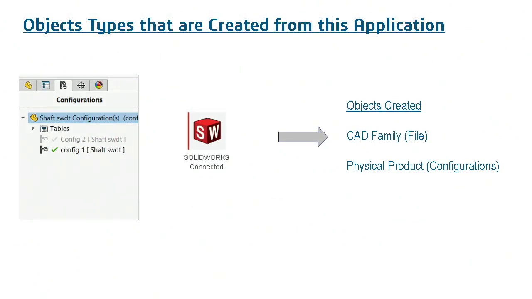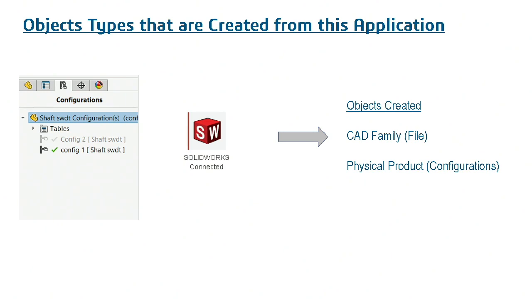So SolidWorks Connected is a little different. It has an added object called the CAD family, which is essentially the file. And the physical products are essentially the configurations. So you have the file that's kind of like the container, and all of the configurations are physical products underneath that.